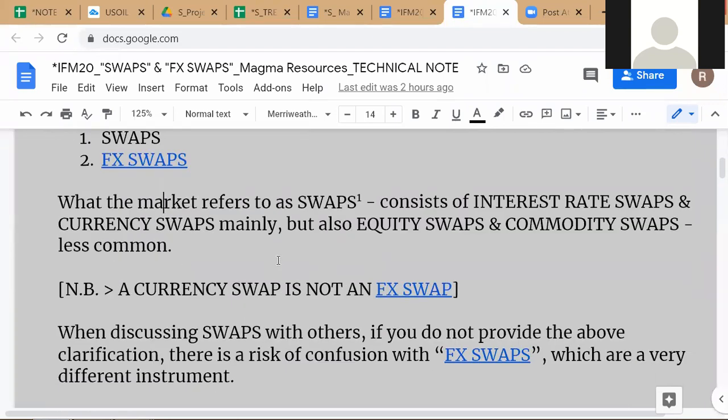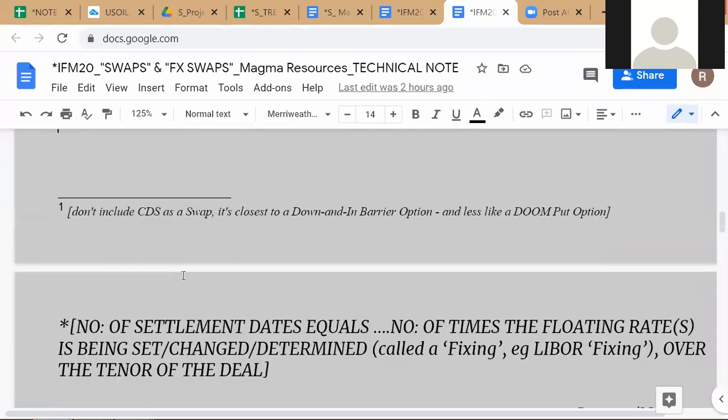Right. So when we say swaps in the industry, we are talking about, and there's a footnote here which takes you to, don't include CDS as a swap.